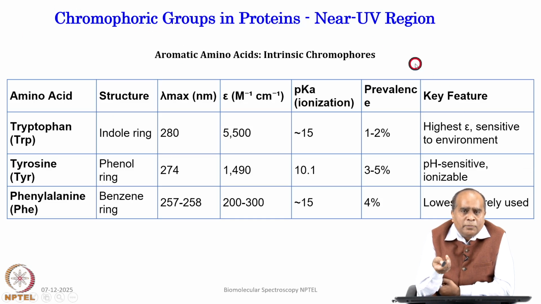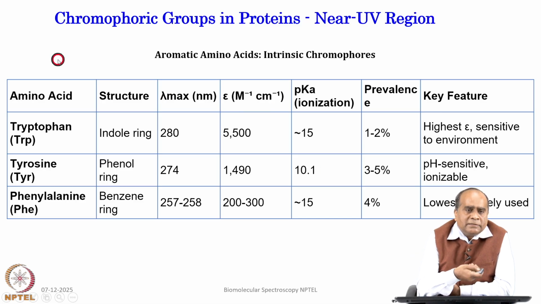So, now what are the chromophores of protein in the near UV region? Aromatic amino acids essentially are the intrinsic chromophores, like tryptophan, tyrosine or phenylalanine. In tryptophan, there is an indole ring, right. In tyrosine, it is a phenol ring, and in phenylalanine the benzene ring. The lambda max is 280 for tryptophan, 274 for tyrosine, and 257 to 258 for phenylalanine. This is the molar extinction coefficient of each. The pKa is this, and then the prevalence is 1 to 2%, 3 to 5%, 4%, right.